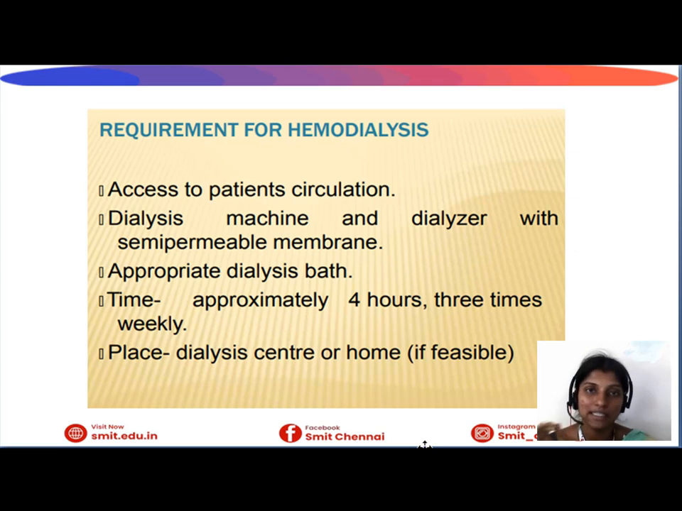What are the requirements for the hemodialysis process? A dialysis machine and a dialyzer with a semi-permeable membrane. And second, an appropriate dialysis bath. It takes approximately 4 hours, and it should be done thrice weekly. It can be done either in a dialysis center or, if feasible, we can arrange it at home also.